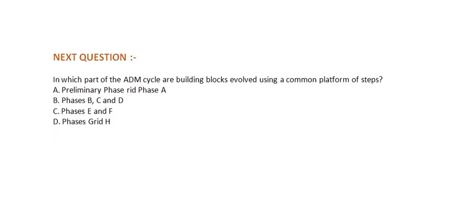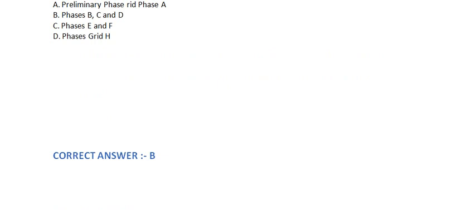Today's questions are: in which part of the ADM cycle are building blocks evolved using a common platform of steps? Option A: preliminary phase, through phase A. Option B: phase B, C, and D. Option C: phase E and F. And option D: phases G and H. The correct answer is option C.